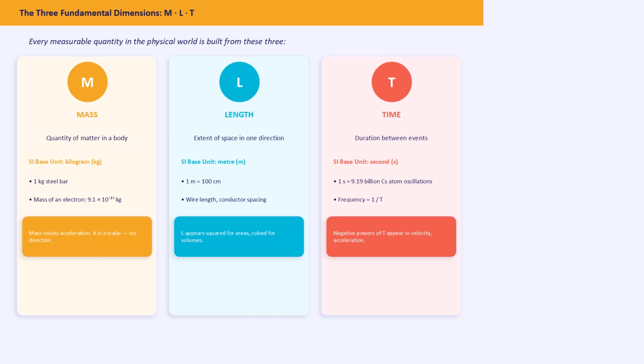Exactly 9,192,631,770 cycles. Together, M, L, and T can describe every mechanical quantity in physics. Notice particularly how negative powers of T appear when we divide by time. That is how velocity and acceleration arise.